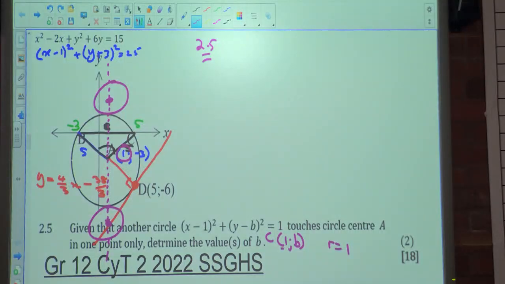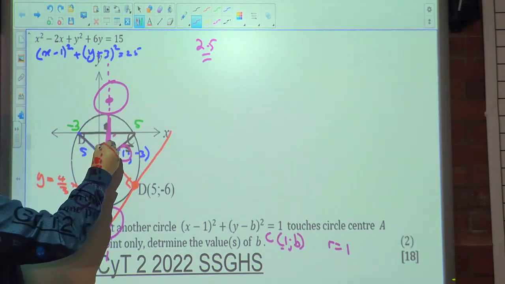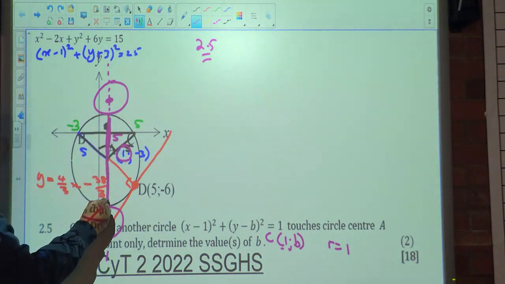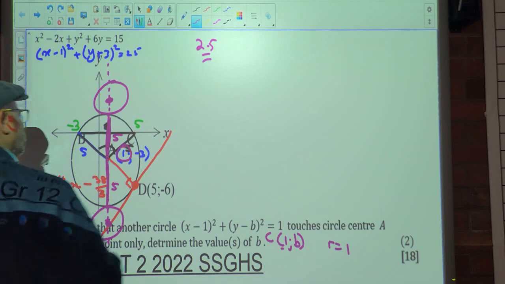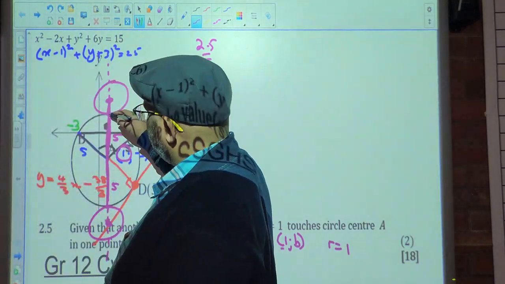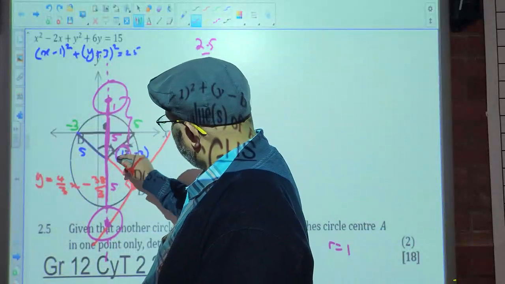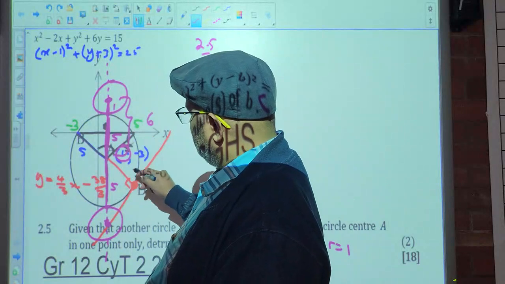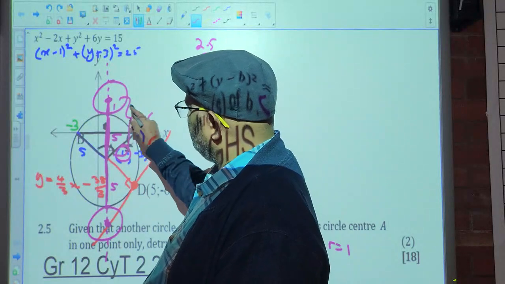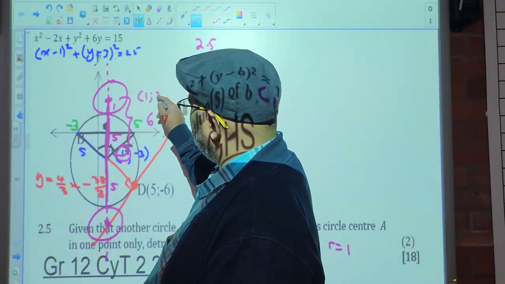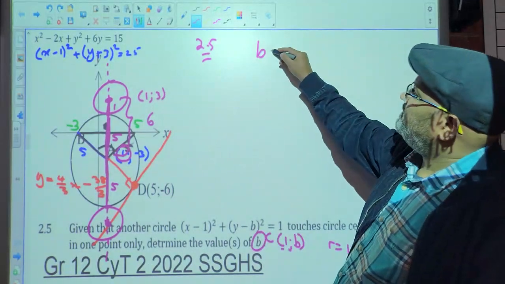So the radius of this circle from there to there is what? 5. And from there to there? Also 5. What is the radius of the circle? 1. So what is this length from there to there? 6. So I say negative 3 plus 6, what do I get? 3. So that center is actually (1, 3), which makes my b value 3.